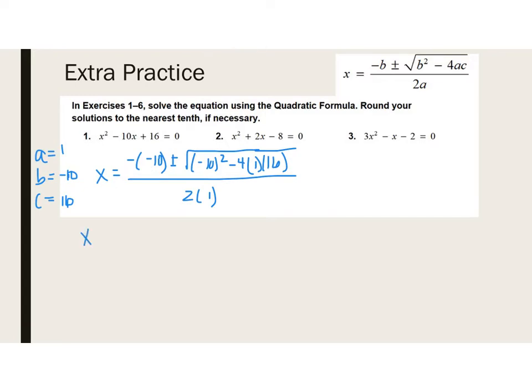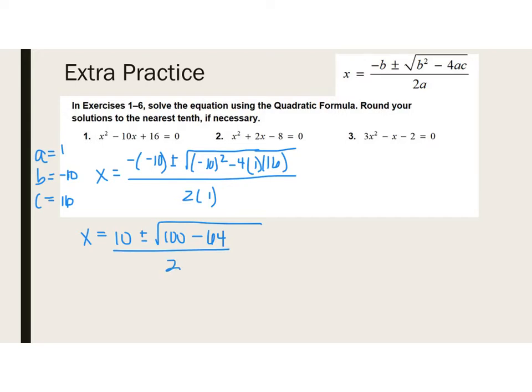So I'm going to have x equals, so I start out, I have a negative 10, which is going to become a positive 10, plus or minus the square root. So I like to do this in like 2 steps. First, what's negative 10 squared? It should be positive 100 minus what is 4 times 1 times 16. So that should be 64. So we're going to do minus 64 all over 2.